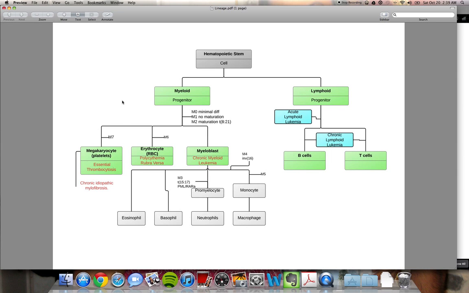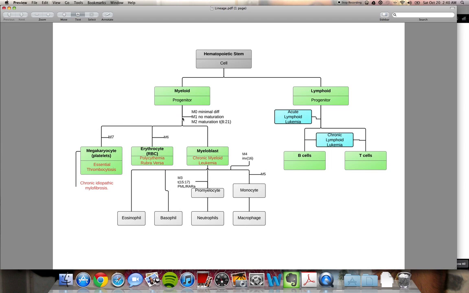M1, there's no maturation of the progenitor. M2, there is a maturation of the progenitor. Alright? So that's how we can differentiate where we're getting stuck. M0 is the first one, and that's going to be the highest up. M1 will be further down. M2 will be even further down after maturation.